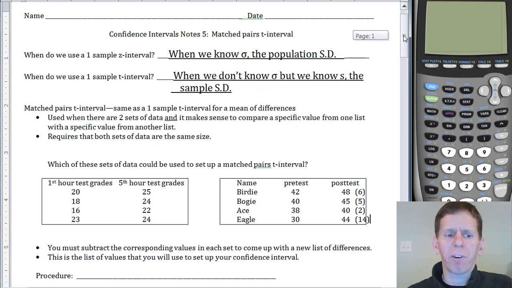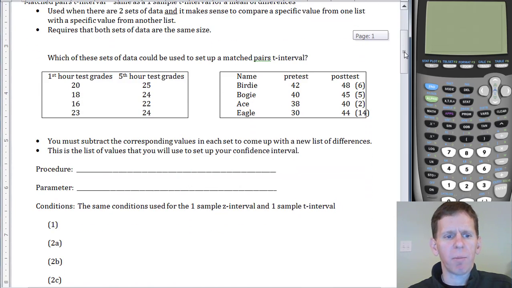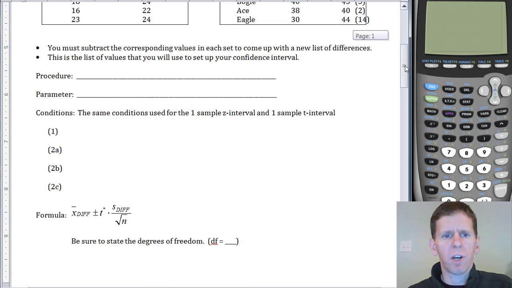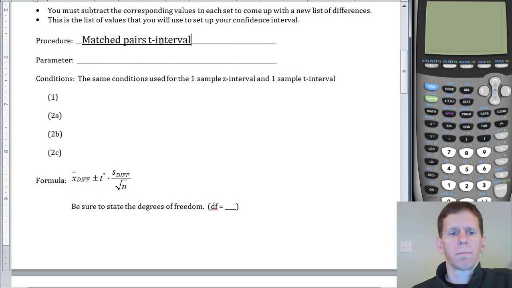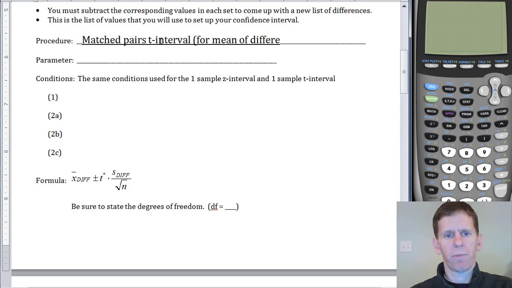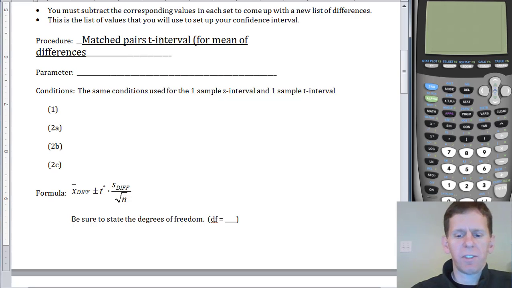Other than that, very similar to what we did in the one sample t-interval. So let's talk about what this is going to look like. Our new procedure is called a matched pairs t-interval. And if you want to add more to it, you can include for mean of differences. We are going to be interested in seeing what the average of these differences is.